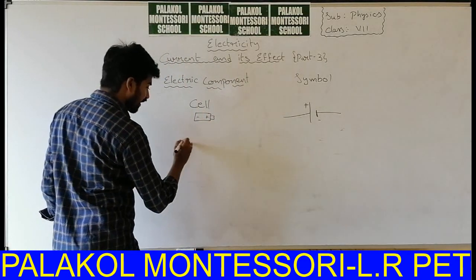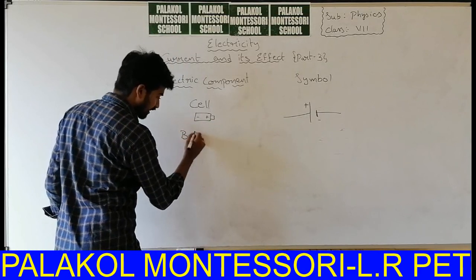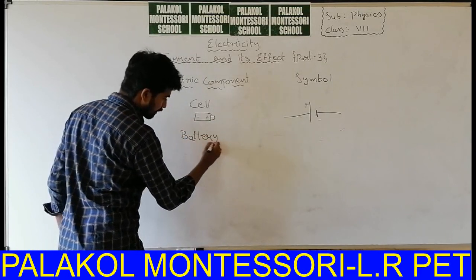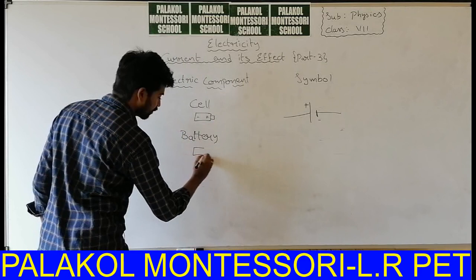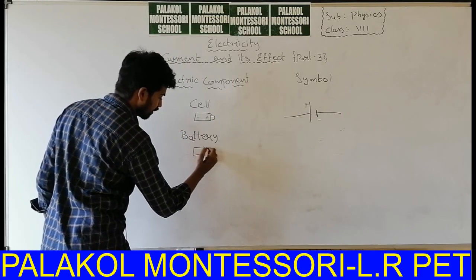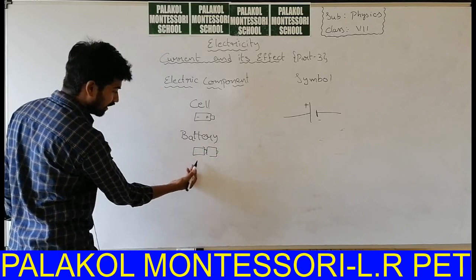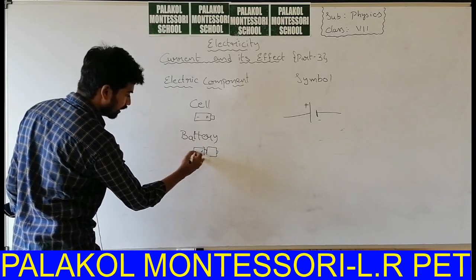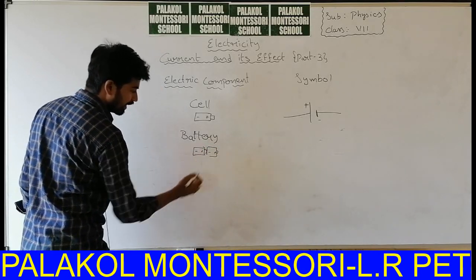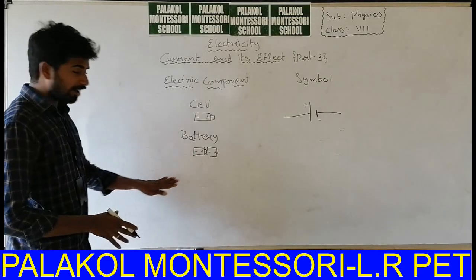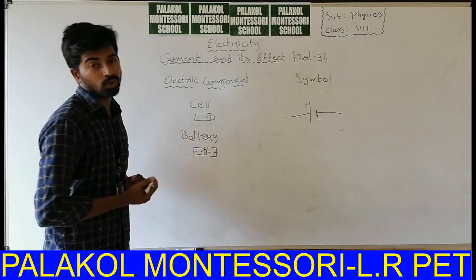If two or three cells are connected, then we will call it a battery. Here you can observe the figure. How many cells are there? One and two. Positive terminal, negative terminal, positive terminal, negative terminal. Here I have connected two cells.